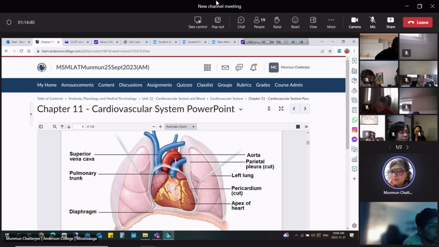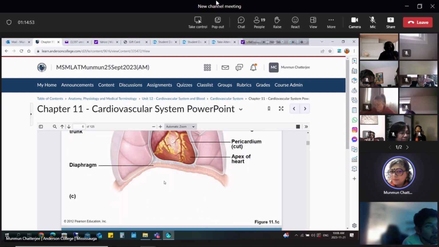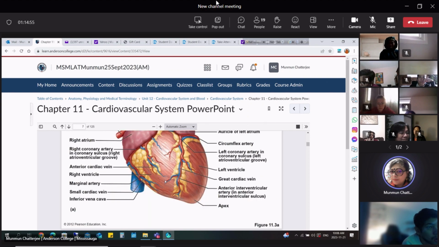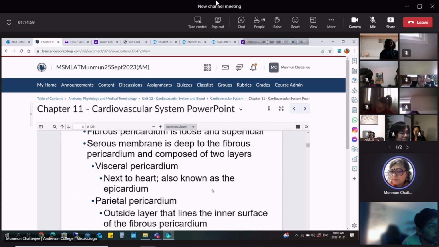When this pericardium is enlarged, there are outer and inner layers. The inner one is covering the heart. That is called the epicardium. And there is the outer one. So the pericardium is surrounding the heart, and the epicardium is the outer layer of the heart. And there is a fluid in between, called the pericardial fluid, which helps the heart prevent friction.